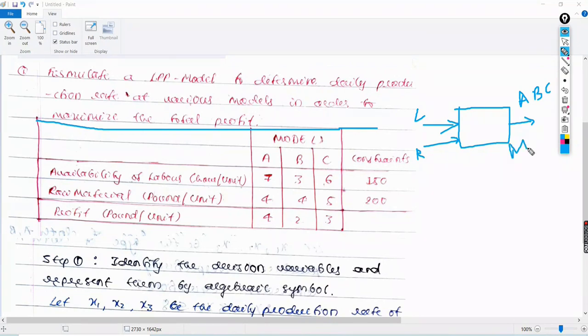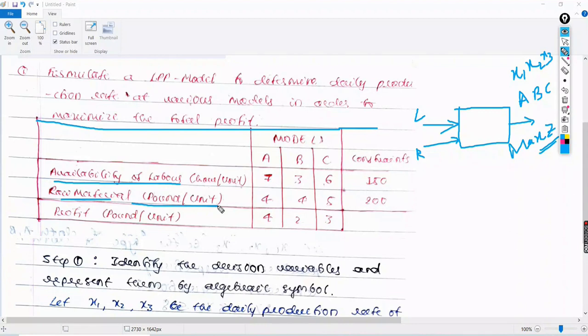We need to maximize the function Z. Z is the objective function we are going to consider. For this, the decision variables are these A, B, C. We are going to define these as x1, x2, x3, making use of the availability of the resources which are available, in order to formulate the linear programming model.